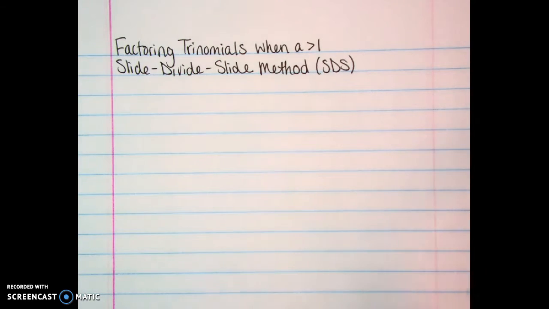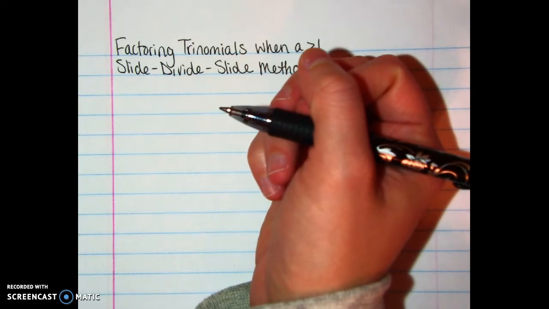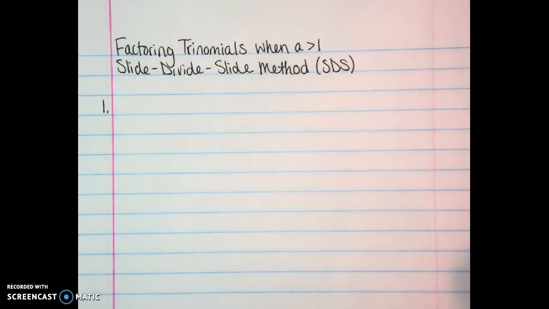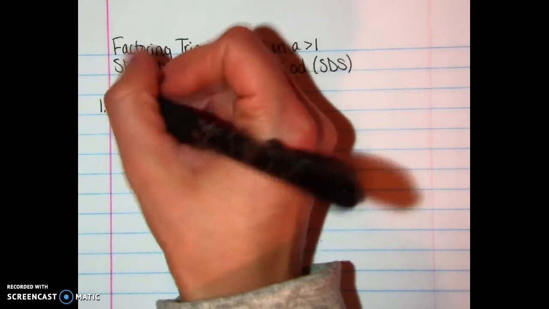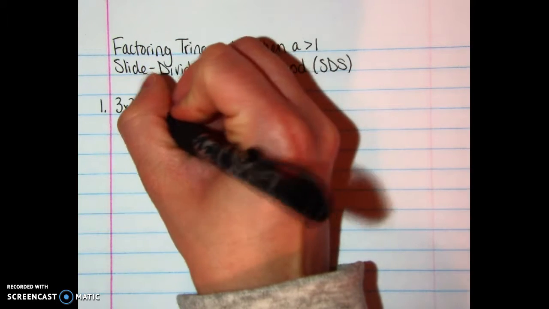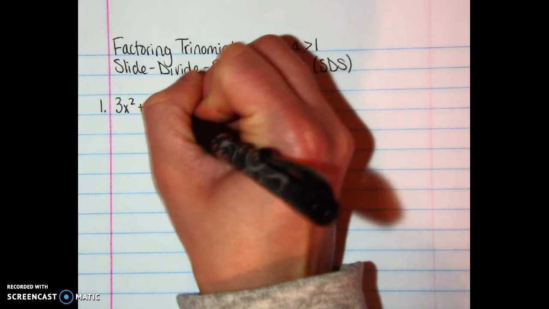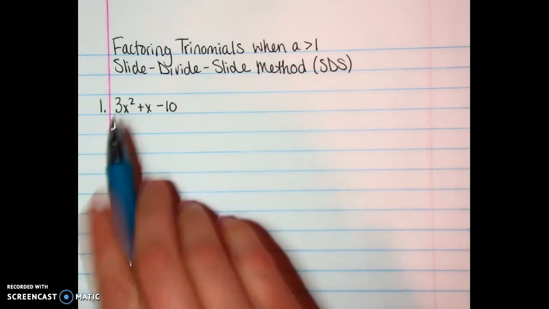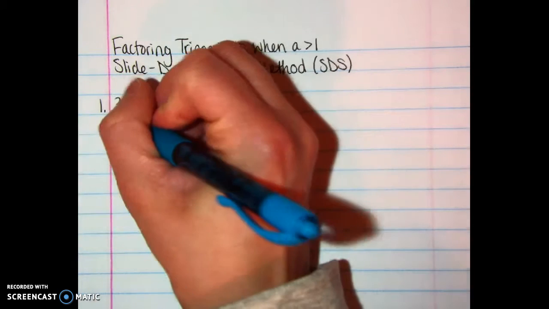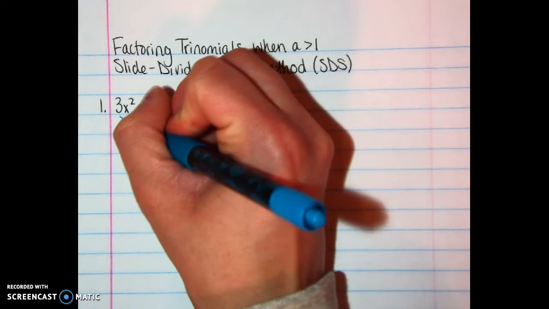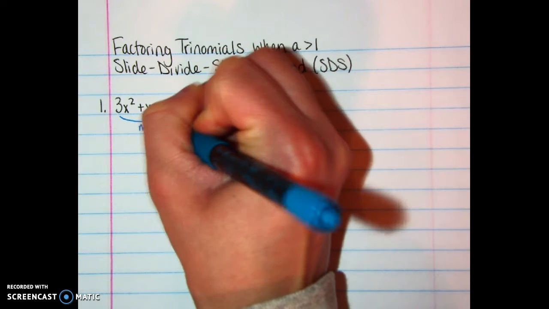So let's get into an example, and at first this will look extremely complicated, but once you get the steps down, I think it'll be a lot easier. So for example 1, our trinomial is 3x squared plus x minus 10. And our first step is to slide. I am going to slide the 3 to the back, and while doing that I'm also going to multiply those two numbers.